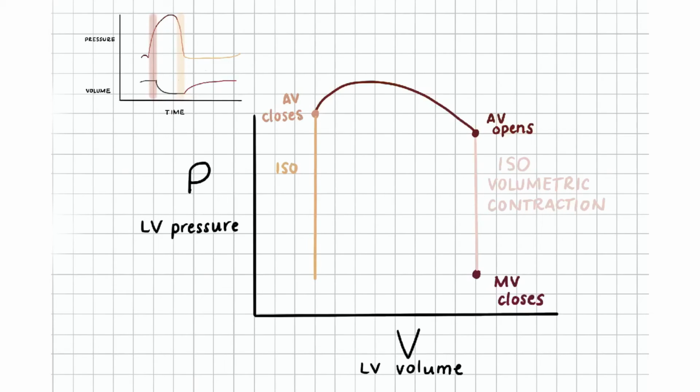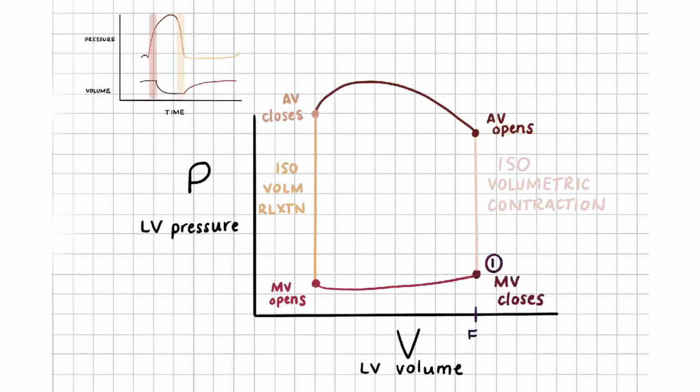The next phase is isovolumetric relaxation. There is no change in volume, which is why you have, again, a vertical line, because neither valve is open, so blood cannot come in or out of the ventricle. However, because it was just contracted, it now relaxes, and this leads to a decrease in pressure. At this point, the mitral valve opens again and blood fills the ventricle. This leads to an increase in volume and a slight increase in pressure. The loop then repeats itself.